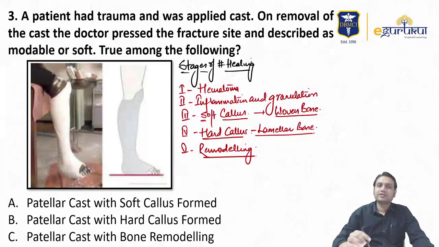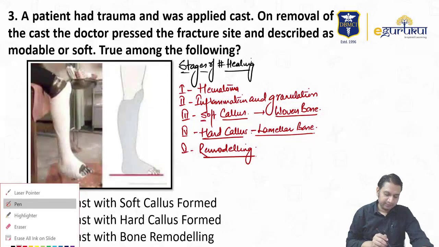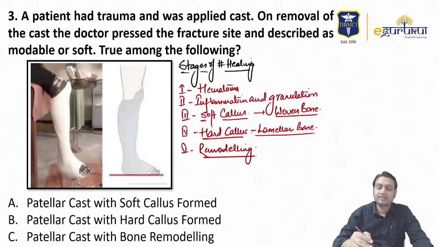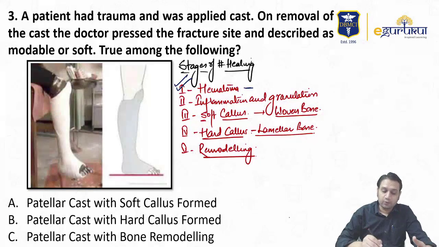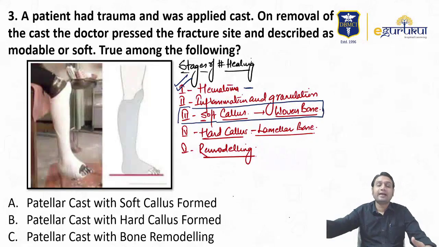So if somebody asks you what is the first stage of fracture healing, we know that the first stage of fracture healing will be hematoma. But if somebody asks you what is the first stage of clinical fracture healing, what is the meaning of clinical fracture healing? It means that you are not able to move the fracture fragment anymore, right? Abnormal mobility at the fracture site cannot be elicited.